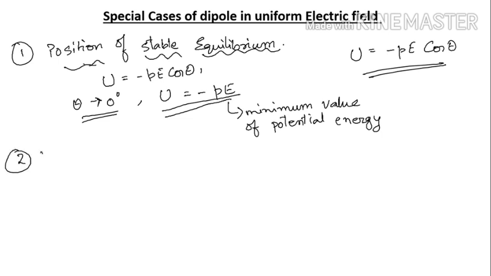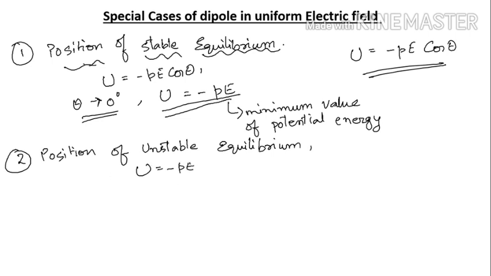The second special case is the position of unstable equilibrium. Here again we consider this equation minus pE cos theta, and we make this angle theta 180 degrees.